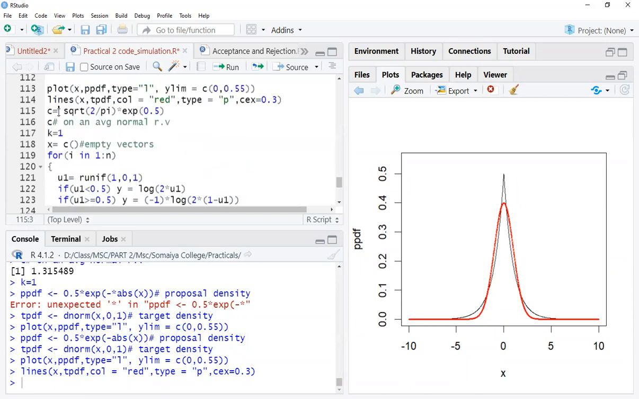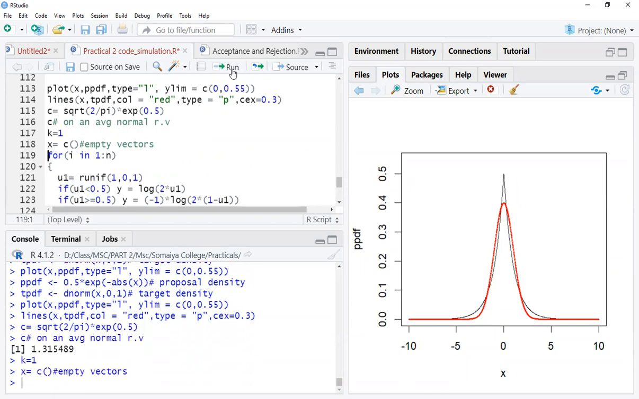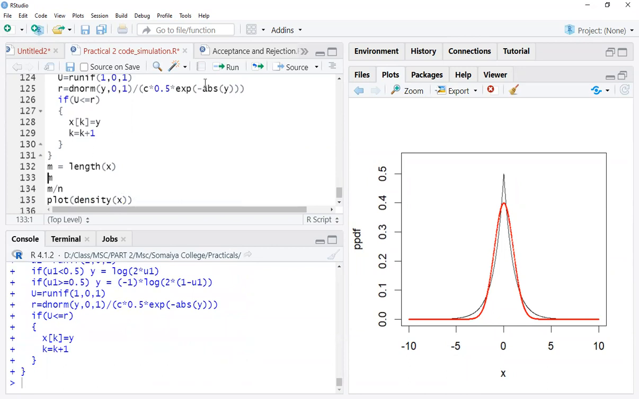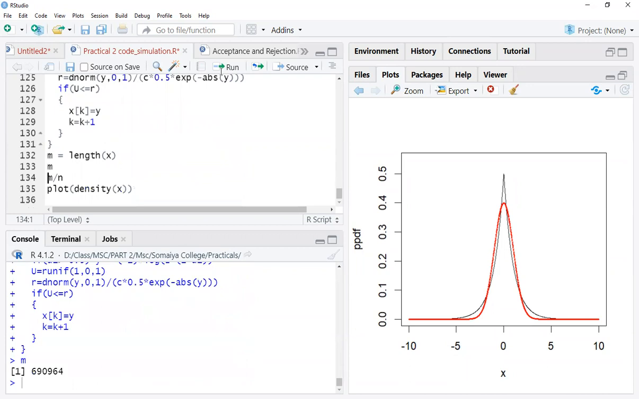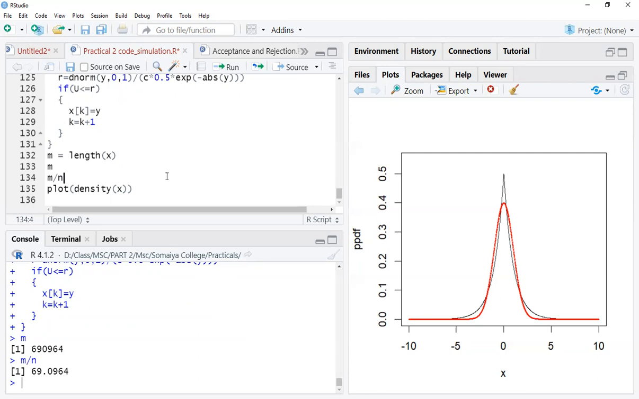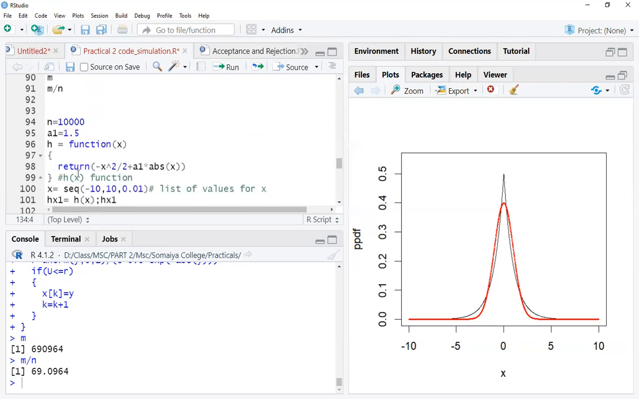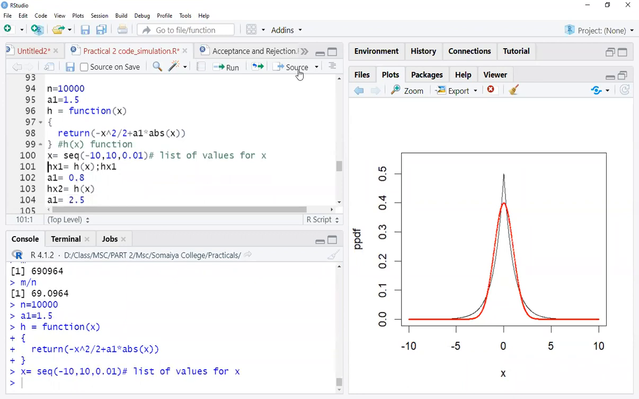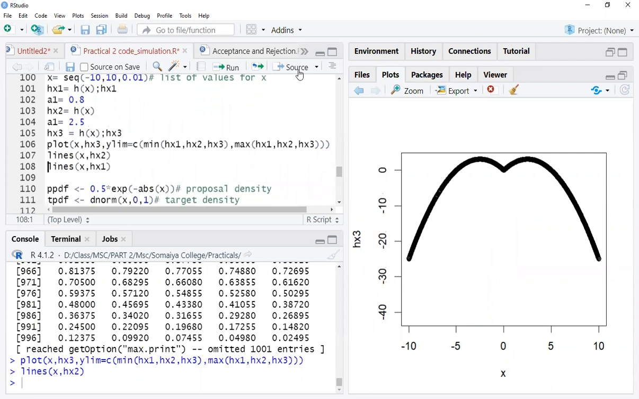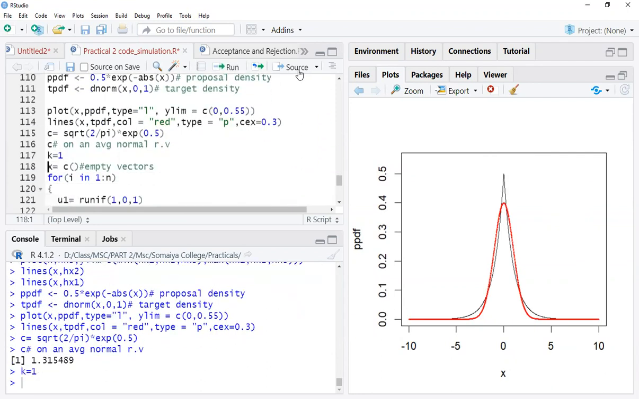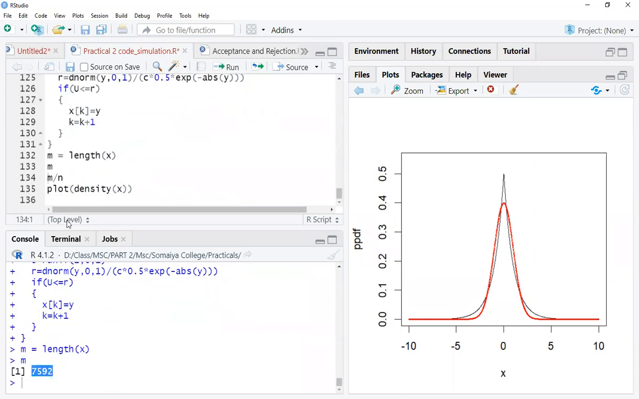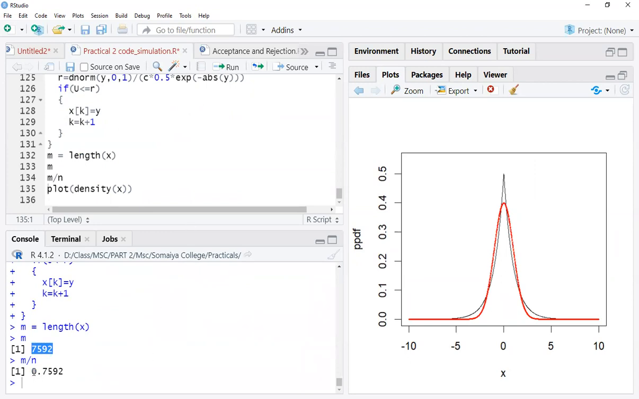We have not run this. Let's run this first. Get this N. So it is 69%. It's a mistake, I guess, because we are generating 10,000 observations. We'll run it once again. So we may say that 75% is your acceptance probability in this problem.